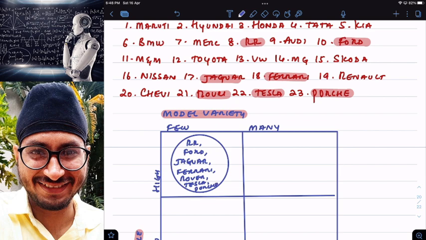Clear? Next, we need to find those companies which have many models and also sell at a high price. Models are many, price is also high. According to me, it can be BMW, Mercedes, Audi. Clear? BMW, Mercedes, Audi.